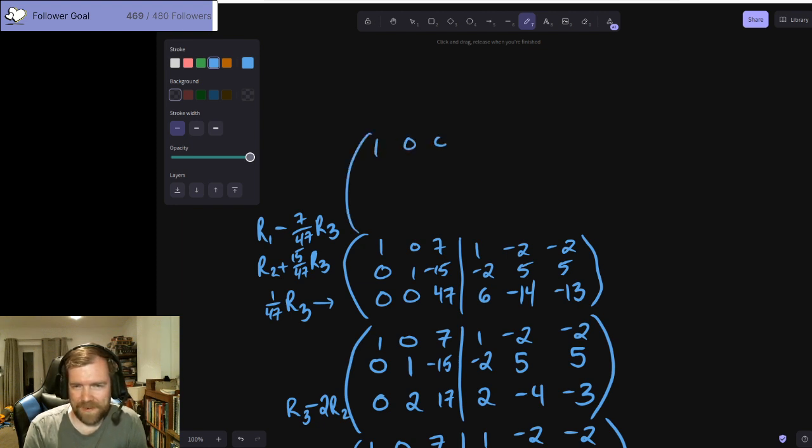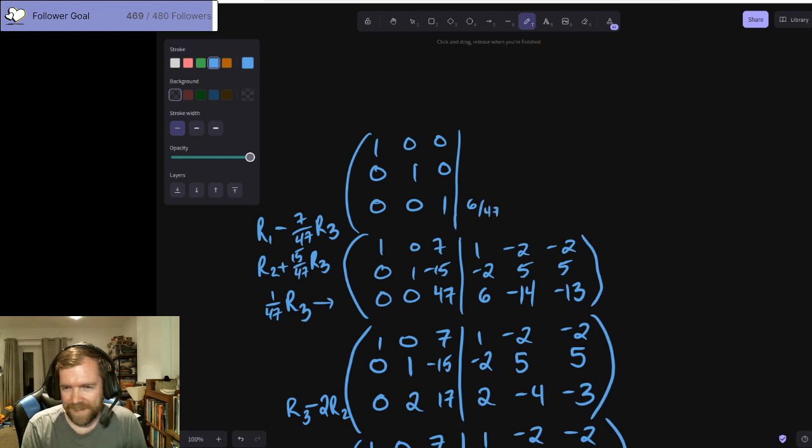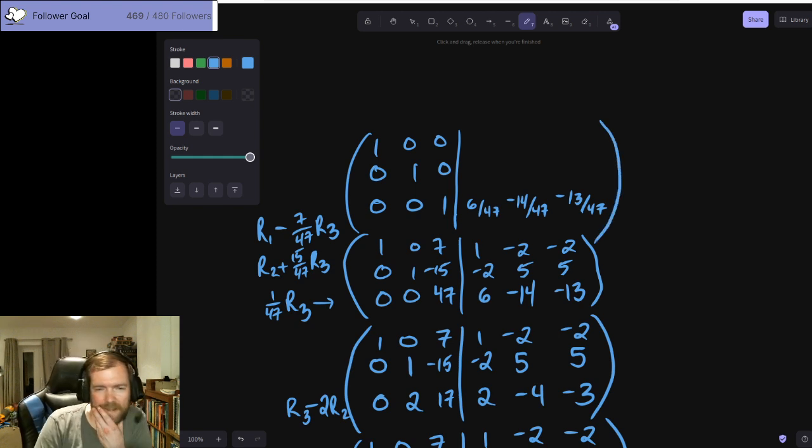1, 0, 0. Ta-da! That's the easy part. 0, 1, 0. 0, 0, 1. Cool! Alright, bottom row is super easy. 6 47ths. Negative 14 47ths. Negative 13 47ths. Easy. Alright. Now we get to the part that gives us all nightmares.